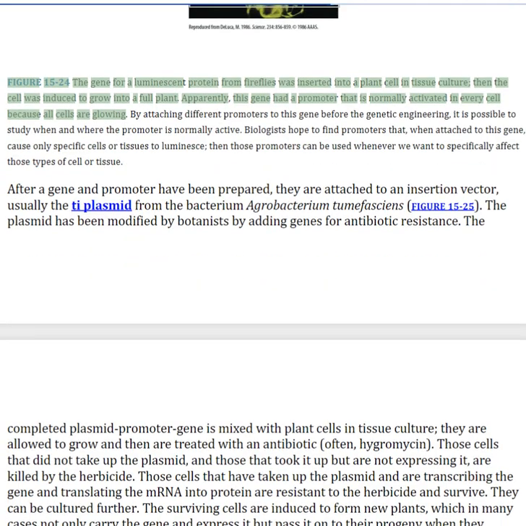Figure 15:24. The gene for a luminescent protein from fireflies was inserted into a plant cell in tissue culture, then the cell was induced to grow into a full plant. Apparently, this gene had a promoter that is normally activated in every cell because all cells are glowing.